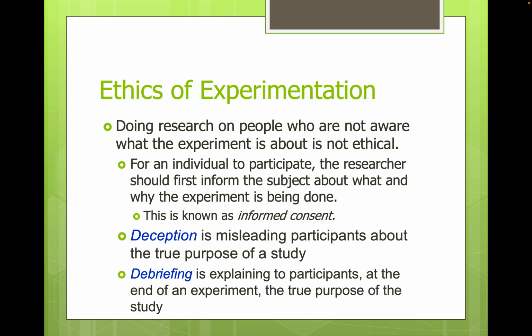Doing research on people who are not aware what the experiment is about is not ethical. So they need to know what it's all about. And this is referred to as informed consent. Deception is misleading participants about the true purpose of the study. Debriefing is explaining to participants at the end of an experiment the true purpose of the study. Now, you may run into deception as you're doing research on the social psychology website.